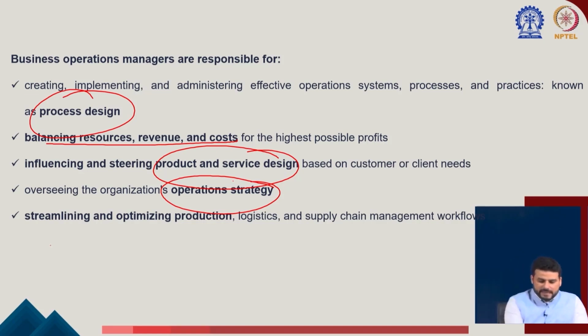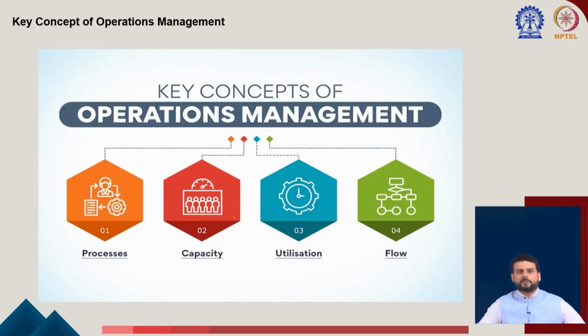Then streamlining and optimizing the production, obviously that is part of operation management. Under production, how we are converting the raw material into the finished product with minimum cost. Minimum cost means improved productivity and efficiency, and we should also reduce the waste when we are manufacturing. So under this operation management, there are 4 different key concepts.